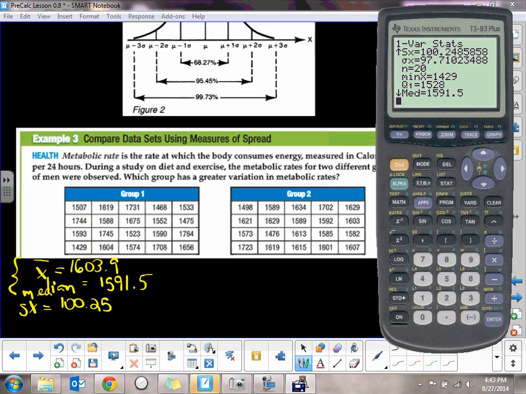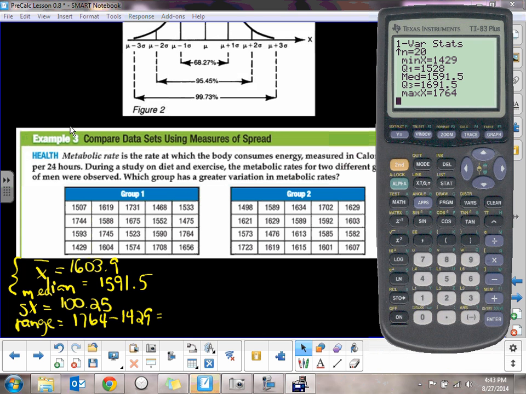These were measures of central tendency, and the other one that we're going to do is range. The range is going to be the high minus the low. So the minimum was 1429. Now I need the maximum, 1764. So 1764 minus your minimum, which was 1429. I have to run that calculation to get the range. 1764 minus 1429 is 335. So it has a range of 335.